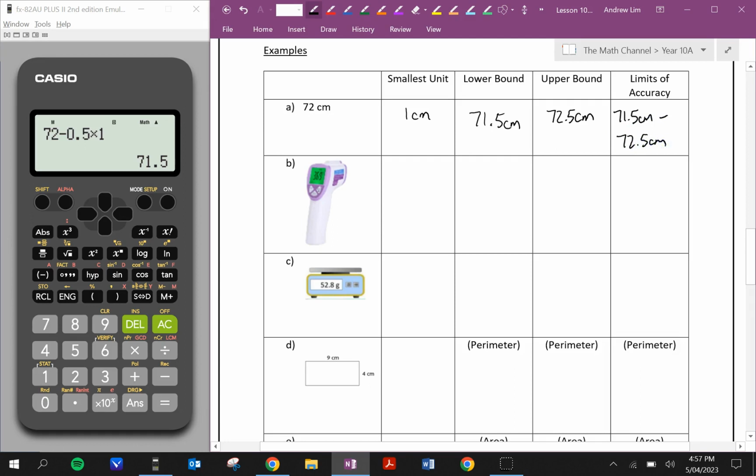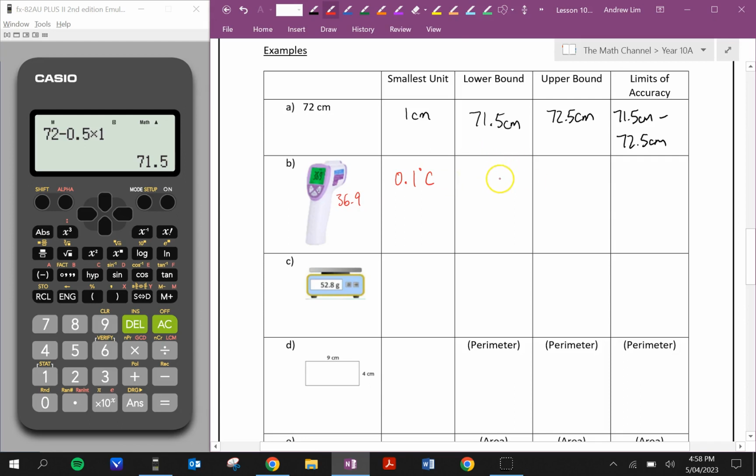Right? So we've measured some length. It says it's 72 centimeters, but in reality, it's somewhere between 71.5 and 72.5. Okay? Now here we've got one of these thermometers, right? During COVID, we had to use a whole bunch of these. It says 36.9 degrees. So the smallest unit is actually 0.1 degrees, right? Because we've got 36.9. This becomes 0. The last digit becomes 1. So 0.1.